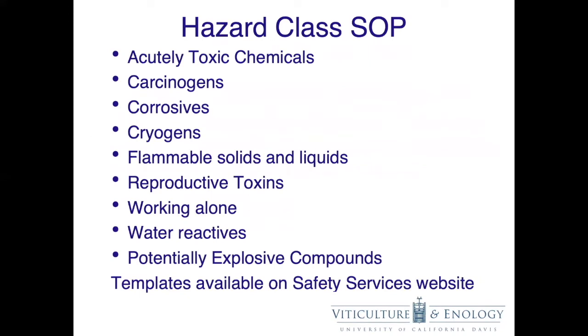Here are examples of some of the hazard classes of various chemicals that require SOPs. This list is not exhaustive, and the list of all chemical hazard classes that require SOPs, as well as templates, can be found on the Safety Services website. You will need to read your lab-specific SOPs prior to using a chemical containing these specific hazards.